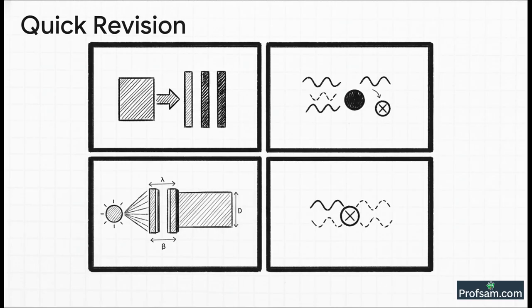2. Path difference is the king. N lambda for bright, n plus 1/2 lambda for dark. 3. The fringe spacing formula is beta equals lambda D upon d. And 4. The most important one to remember, dark fringes are from the cancellation of light, not the absence of light.